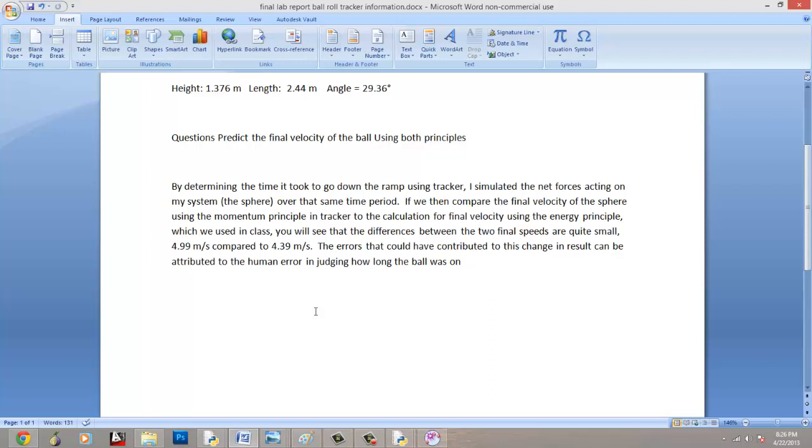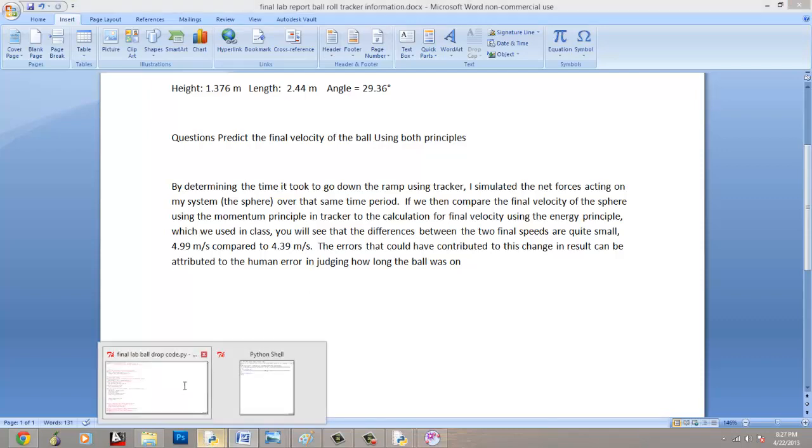Well, the errors that could have contributed to this come from when I'm trying to figure out the amount of time it went from the top of the rolling platform to the bottom of the platform. If I overestimate or underestimate it, this will greatly affect the change of velocity in the momentum principle. If it's rolling down for a longer time, the speed is going to be greater. So it's pretty difficult to estimate that amount of time. Delta gravitational energy equals the work, and there's only a small amount of air resistance, so the work of gravity on the ball.